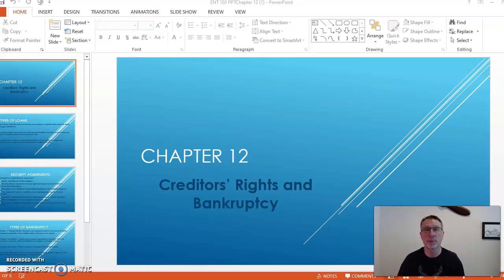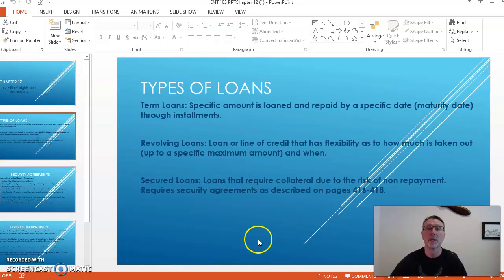So chapter 12 talks about creditors' rights. And the most important part of this chapter is understanding bankruptcy. And I think that's a very important thing. So the first thing we talk about is what type of creditors and credit loans are involved. And I think it's important that you understand the types of loans that are there. And the book really focuses on three different loans that are most important.